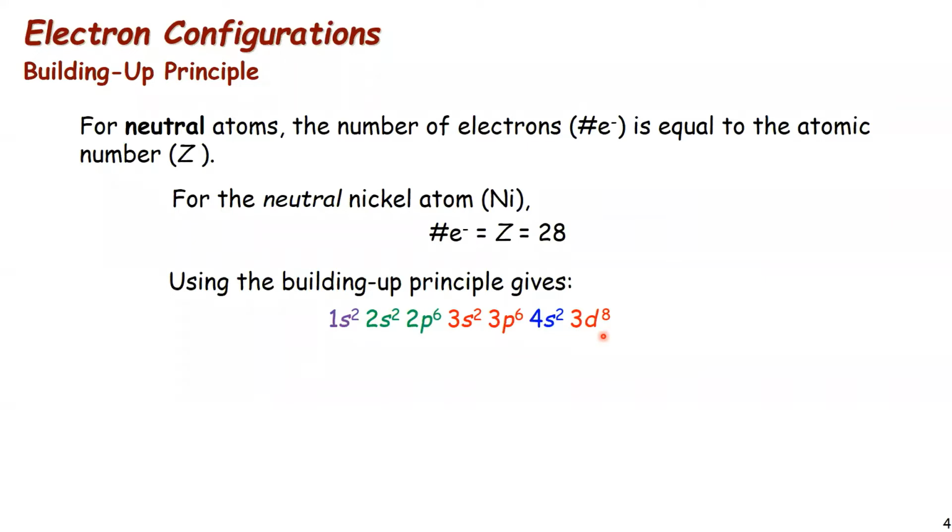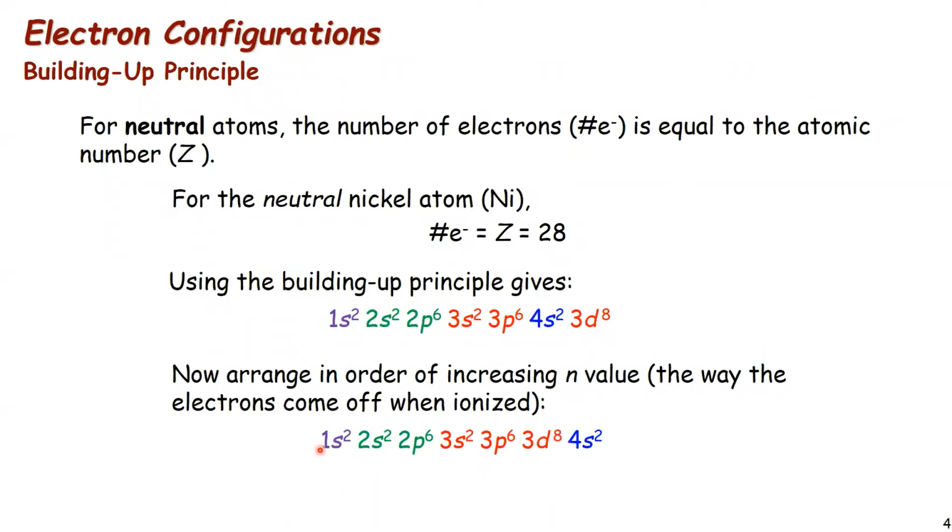But again, this is the way they fill. We want to put it in what I consider proper order. So what we're going to do is put them in increasing principal quantum number. That's the number here, right? So 1, 2, 3, and 4.